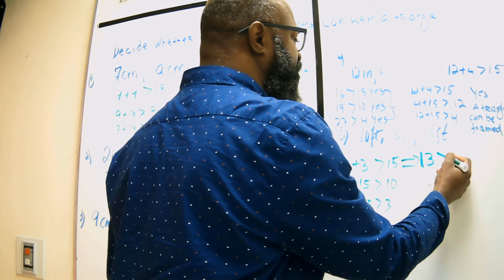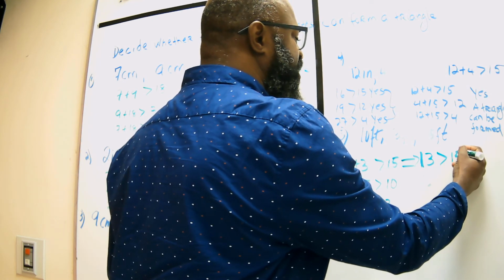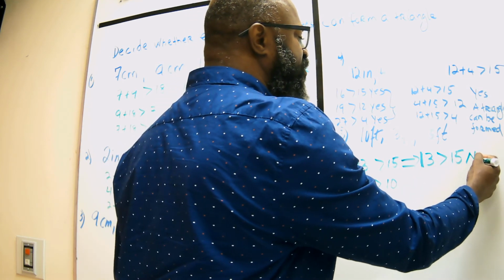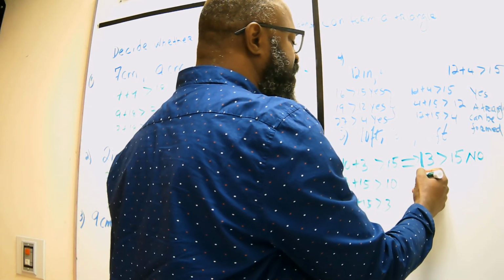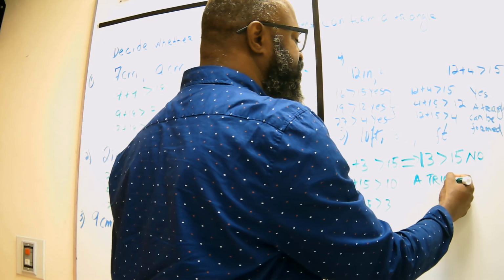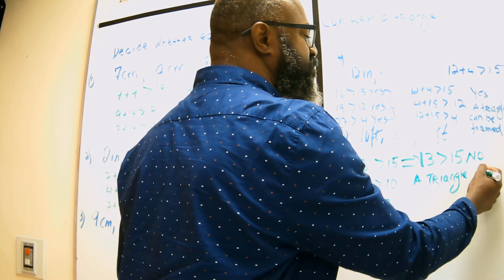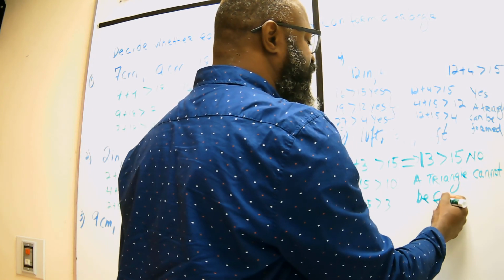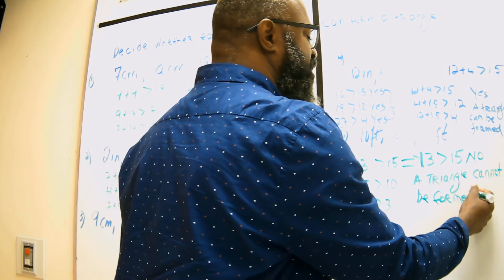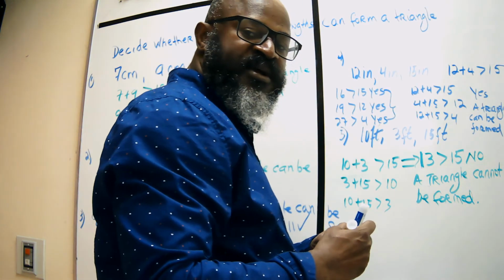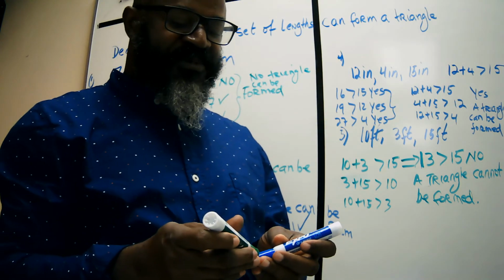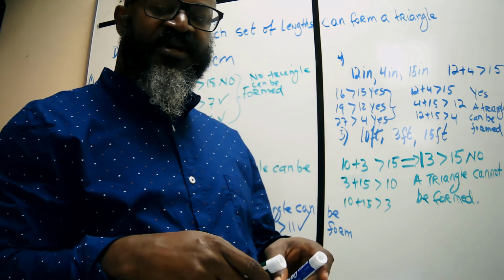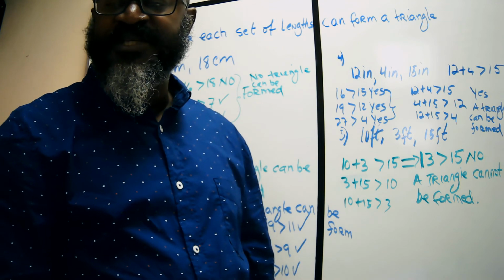Remember, you need to get 3 yeses. 13 is not greater than 15. That's a no. In this case, you can conclude that a triangle cannot be formed. Meaning that if you try to make the triangle, the pieces will not be able to join because they are too short. So a triangle will not be formed in this situation.